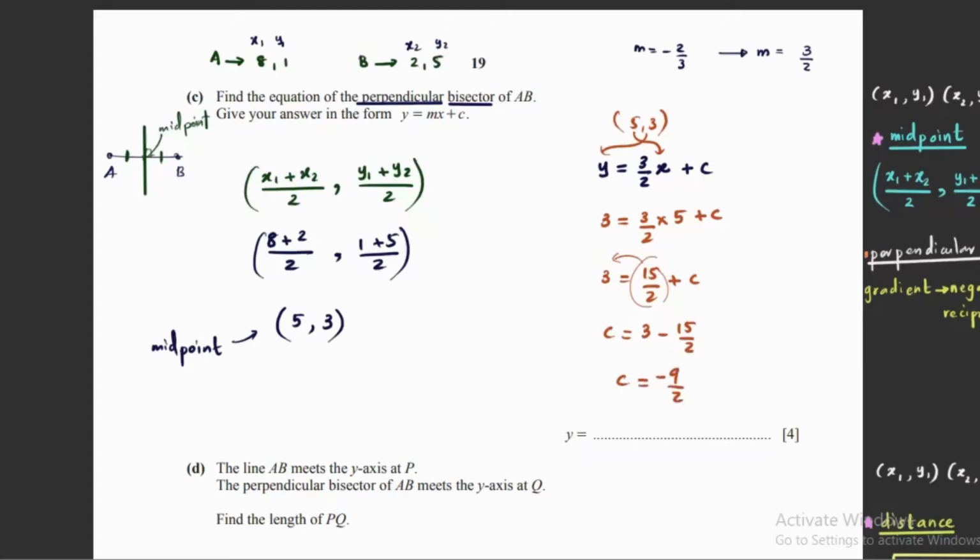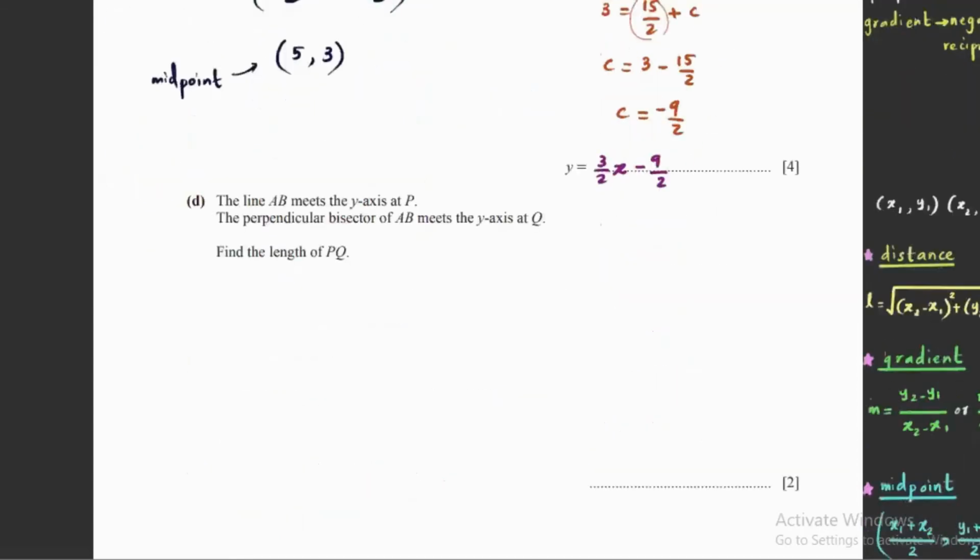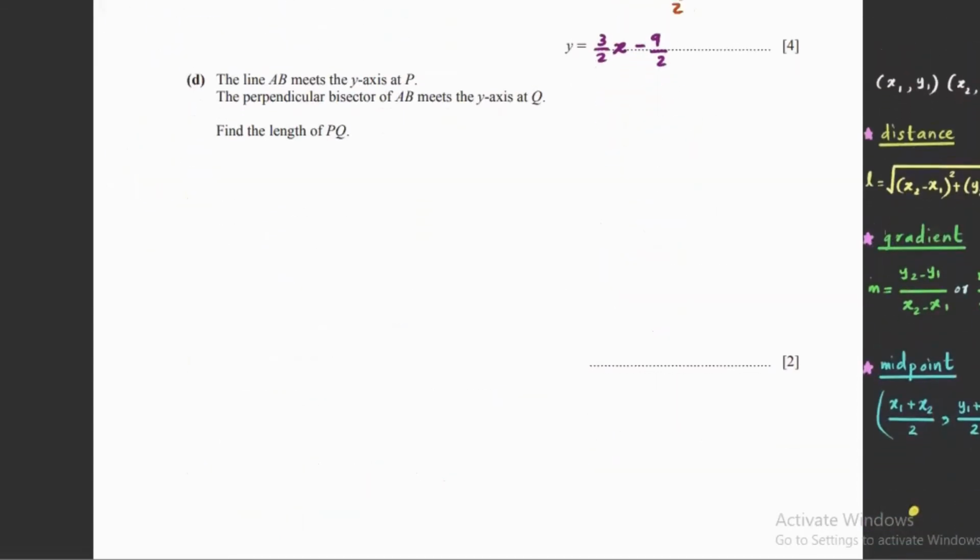So then the equation will be y is equal to 3 over 2x minus 9 over 2. This is the equation of the perpendicular bisector. Then let's see what we have next. So this is the last part of this question.